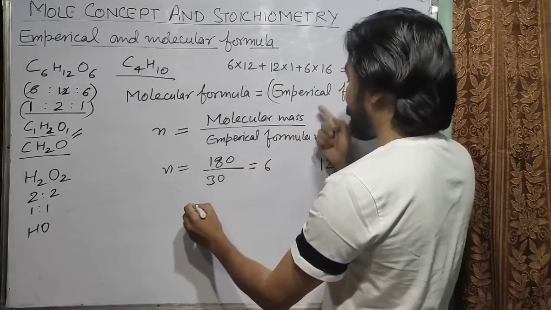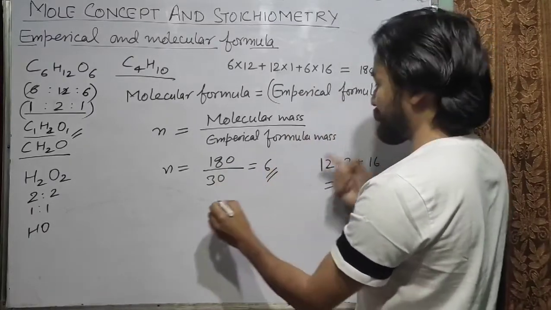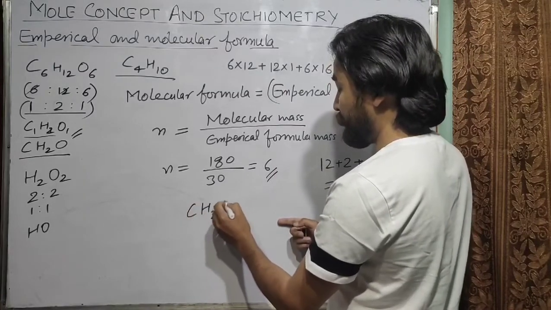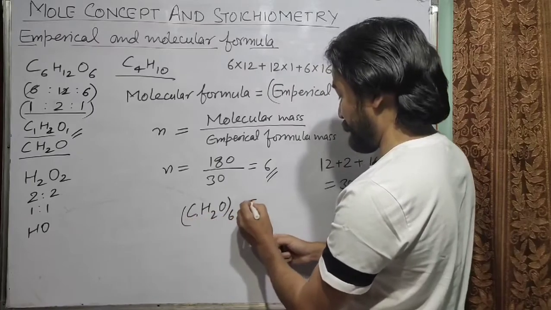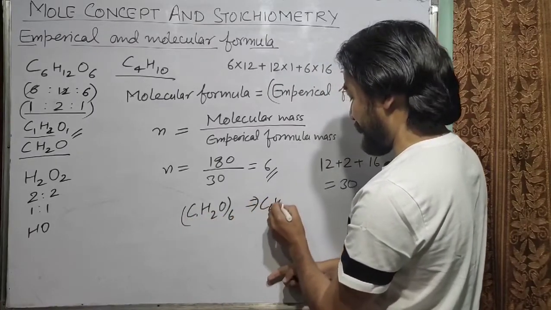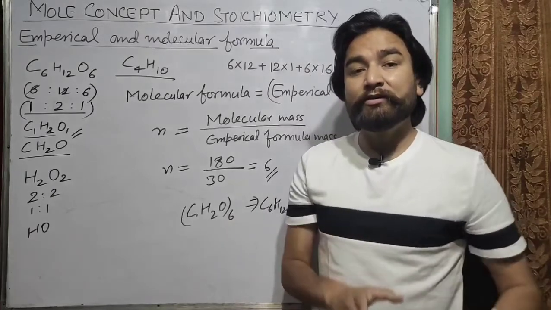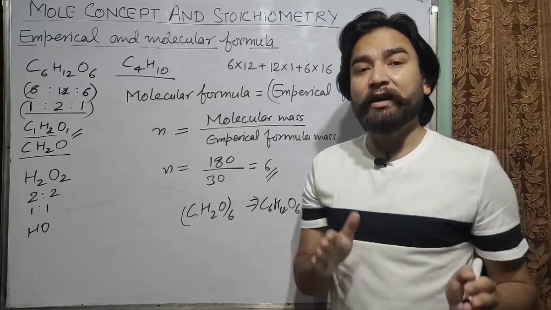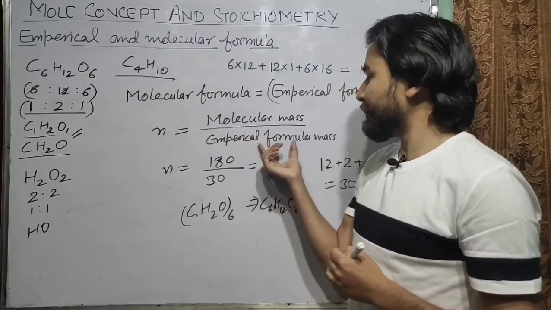So what will be the molecular formula? That will be empirical formula whole n. The value of n is 6. The empirical formula is CH2O whole 6. So multiply each number by 6. So it will become C6H12O6. So hope you have understood the difference between molecular and empirical formula, and how you can find out the molecular formula with the help of empirical formula.